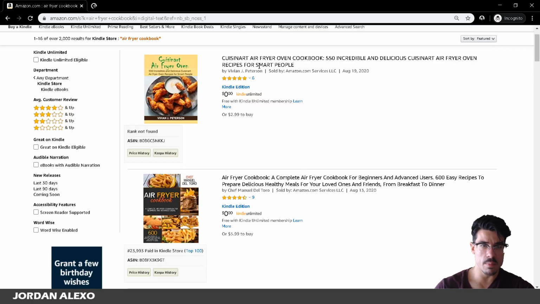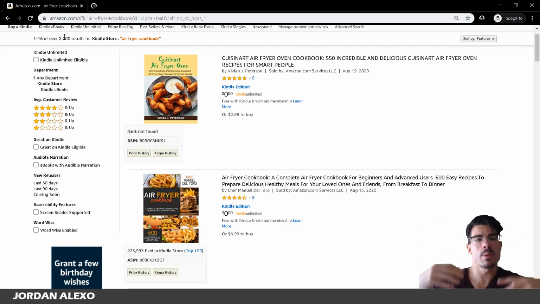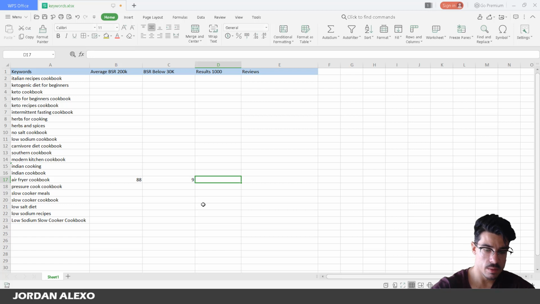It really depends on the books that I see over here for the last column, but this means that the more results that you have, the more people you have publishing books related to Air Fryer. And the more books that you have piling up for that particular keyword, the harder it is for you to get out of that huge pile of books that are already there. Over here we have 2,000 results. It's not exactly bad. I like to keep it a bit less than that.